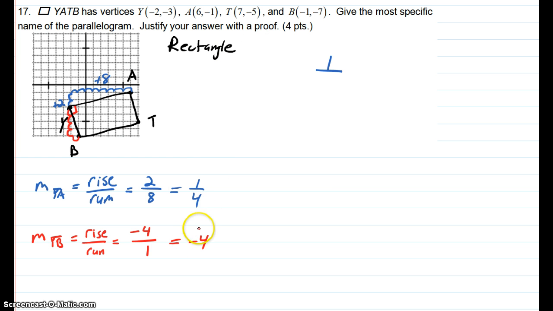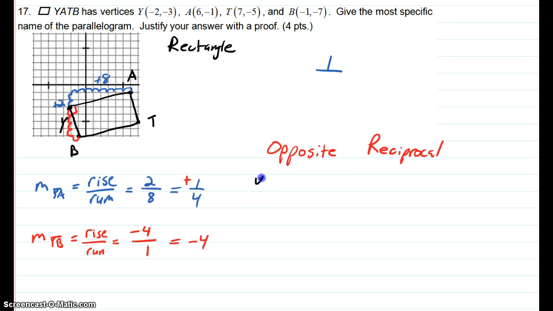All right, so now that we know the two slopes, we want to make sure that they're opposite reciprocals. So we want to have opposites. So this one is a positive 1/4. This one is a negative 4. And then we want to make sure that they are reciprocals. So if I take 1/4 and I flip it, I get 4, and so that is true. So since they are opposite reciprocals, that means that this would be perpendicular, which would then make this a rectangle. So now we can write our sentence.